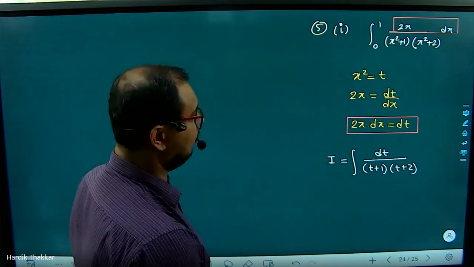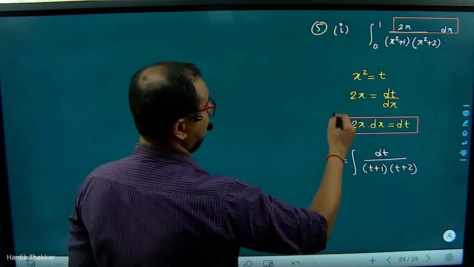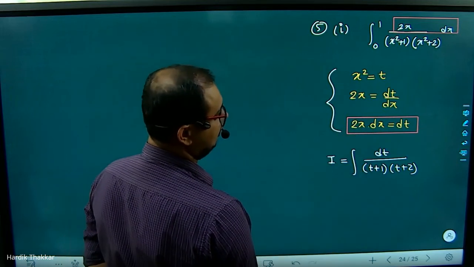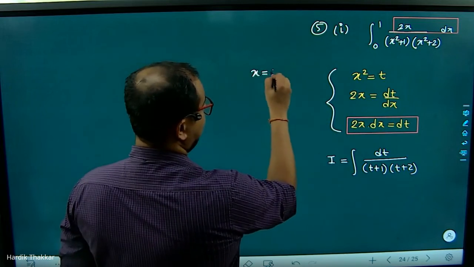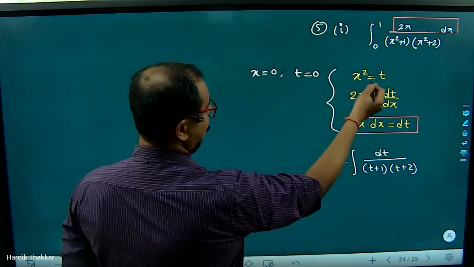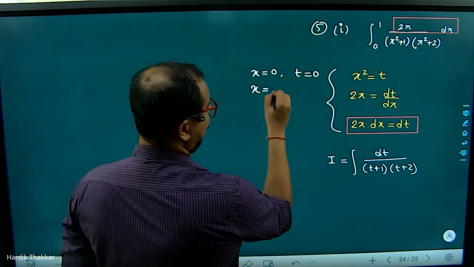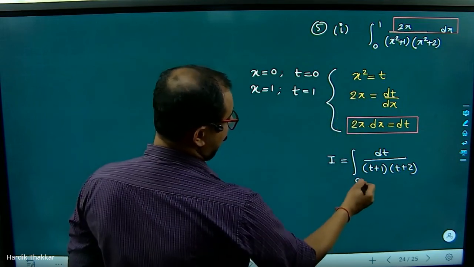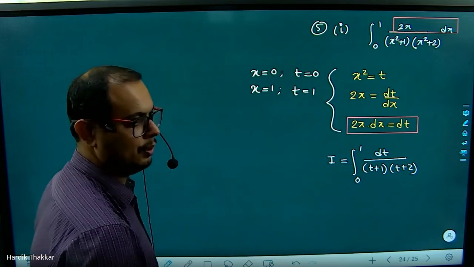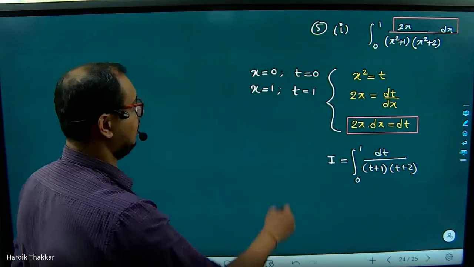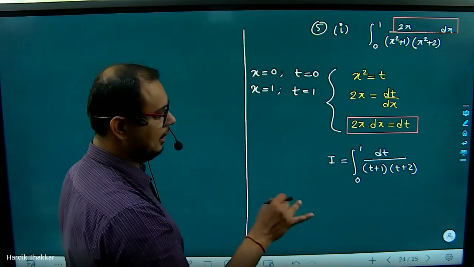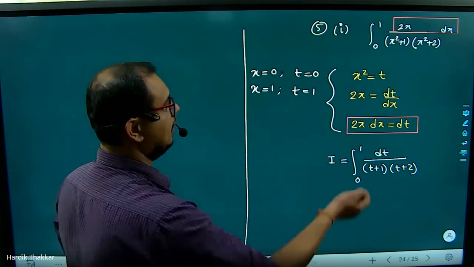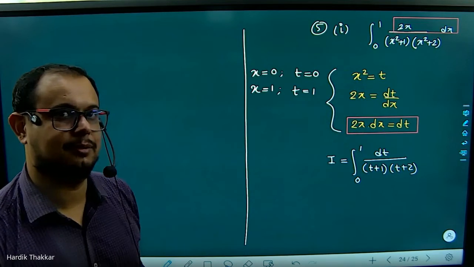Okay. One more thing you can do here is change the limit also, so that everything is in terms of t only. When you put x is equal to 0, that is the lower limit, you'll get t is equal to 0. And when you put x is equal to 1 as the upper limit, you'll get t is equal to 1, because it is 1 square. So the limit will also be the same, 0 to 1 only. Okay. Yes, sir. After this, apply partial fraction, integrate, and put the values 1 and 0 in place of t only. No need to write x square again in place of t. That's it. Okay. Yes, sir.